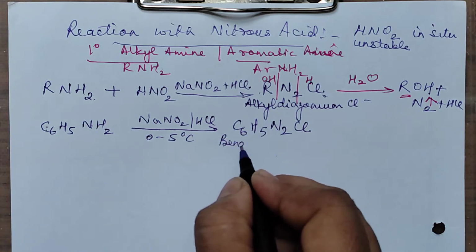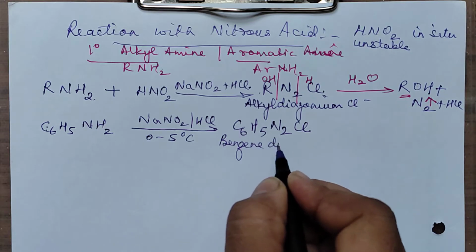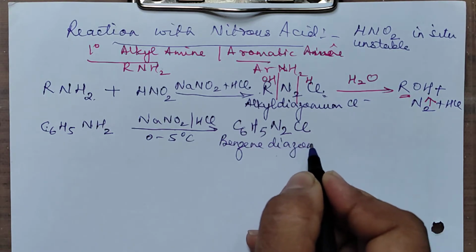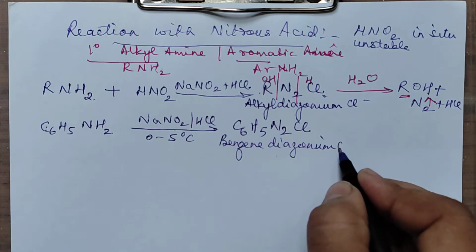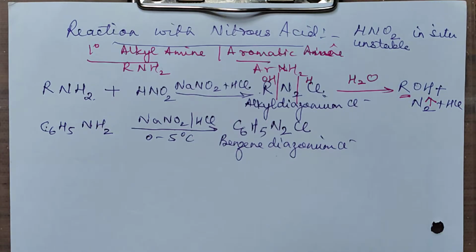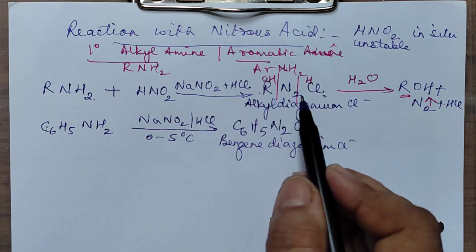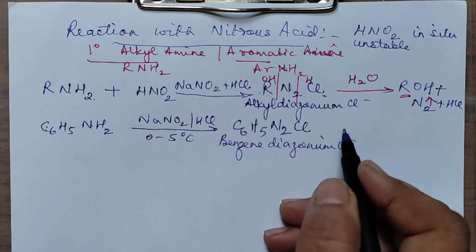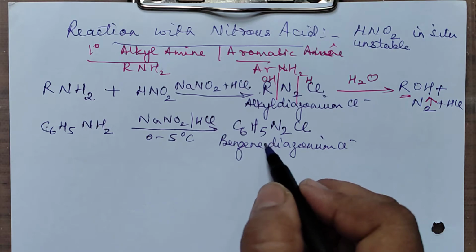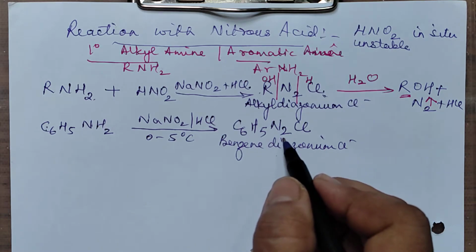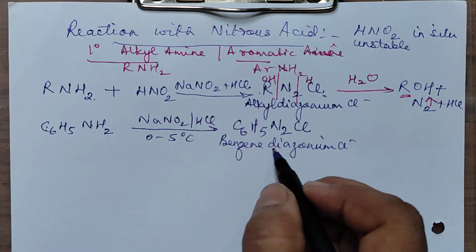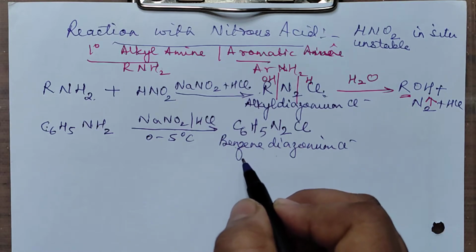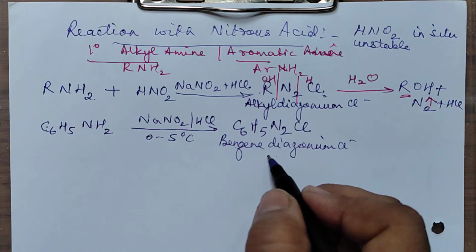It's not as a radical. It's benzene diazonium chloride. Benzene diazonium chloride will be obtained. Now you must be wondering why I did not hydrolyze it. You cannot hydrolyze it, because this is very stable. You'll study later on in benzene diazonium salts that this is resonance stabilized. So this cannot get hydrolyzed easily.